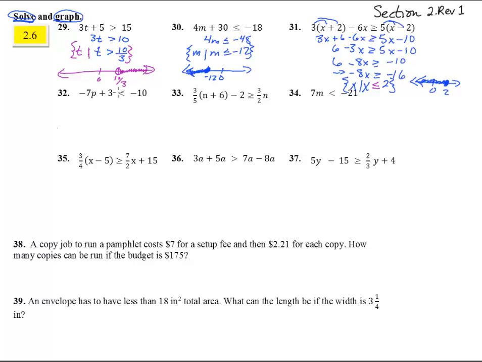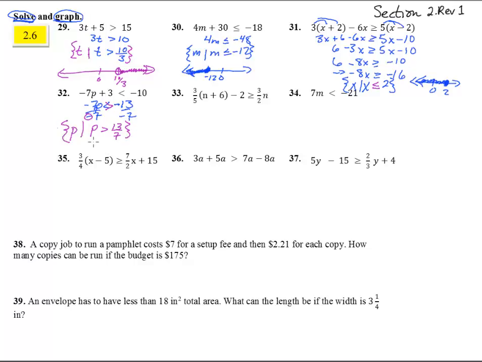Negative 7p plus 3 is less than negative 10. Subtract 3 from both sides, we get negative 7p less than negative 13. Divide by a negative 7, divide by a negative 7. Now remember, this negative sign is what causes this guy to switch. So we have p is greater than negative 13 over negative 7. The two negatives cancel, and we get 13 sevenths. So let's put this special looking stuff around here.